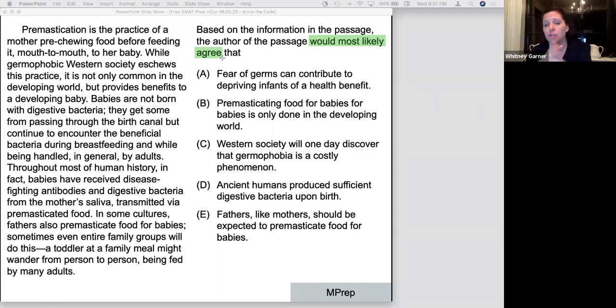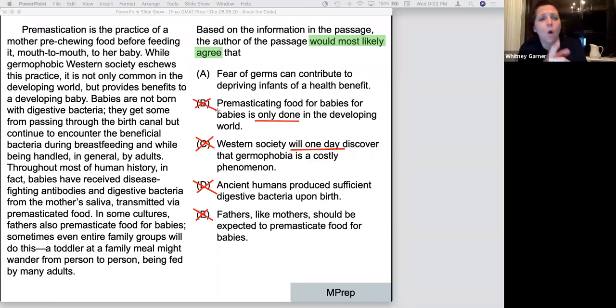Now, I had a bunch of people chime in with E, right? And E says fathers, like mothers, should be expected. Maybe, but all we know is that according to this passage, fathers in some cultures also do this thing. It doesn't necessarily mean that the author thinks they all should, just that it's done. In fact, D is the opposite. It says that we didn't have enough digestive bacteria, and this is why pre-mastication is something that's used. I have no idea what's going to happen in the future, so I better be very careful. The author never tries to predict it. And I certainly don't know this extreme language that pre-mastication is only done in the developing world, and so I'm going to toss that one out.